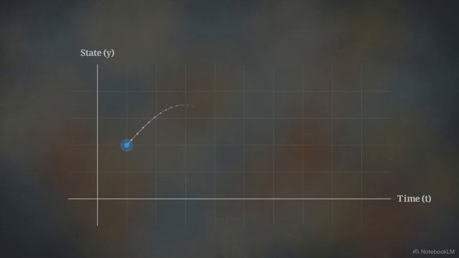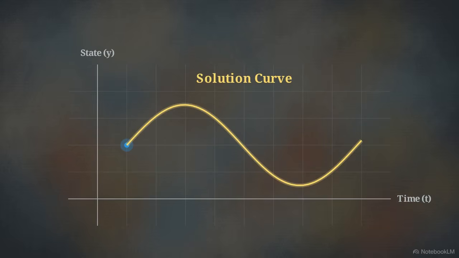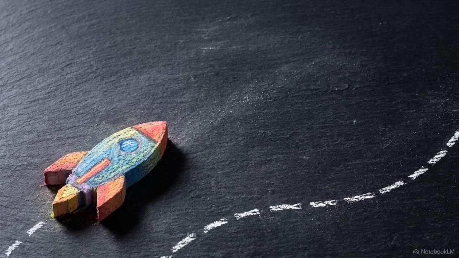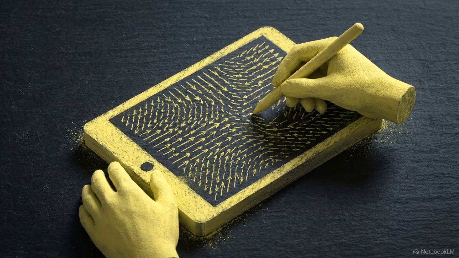By chaining together an infinite series of these microscopic steps, you trace a continuous path forward in time. This process turns a localized snapshot of the present into a reliable trajectory, allowing us to use short-term information to determine a system's long-term behavior. So how do mathematicians actually map out these microscopic steps to see the big picture?